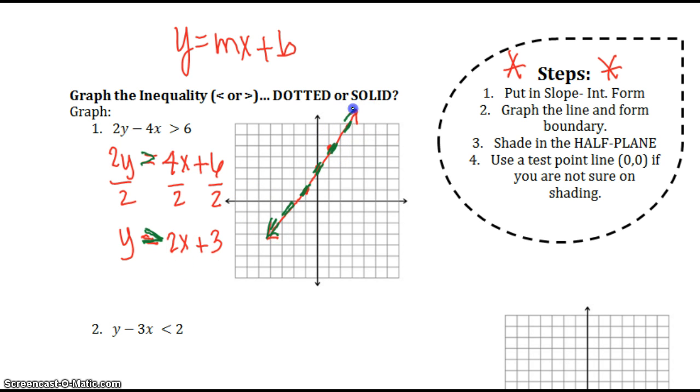It should be a dotted line, and I should shade everything where? Above. Why above? Y is greater than. Where does y get bigger? Y gets bigger above the line. Anything below, y is getting smaller. So now I'm going to shade the region above my line.